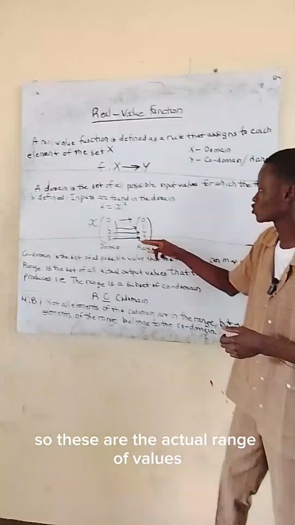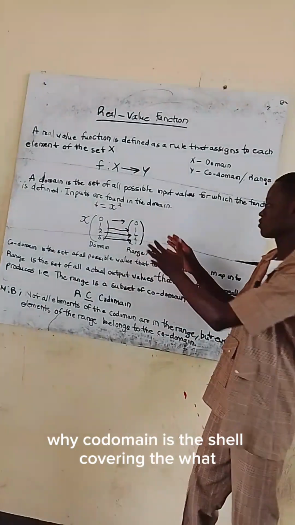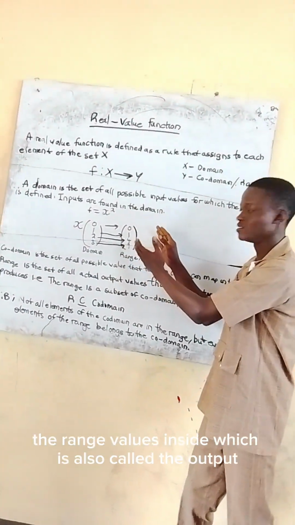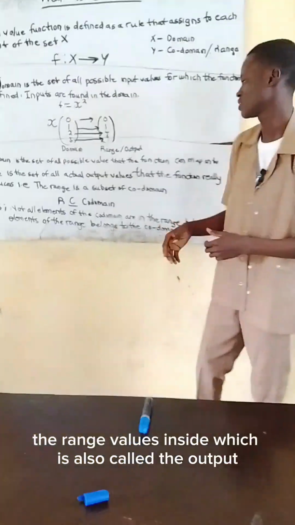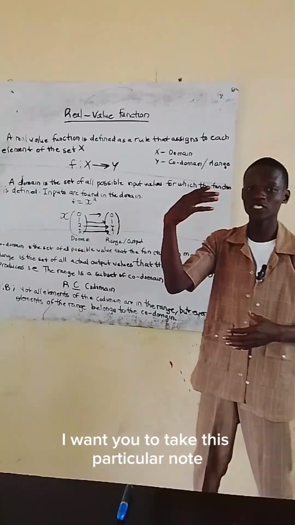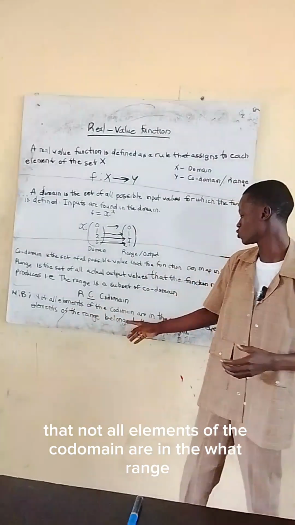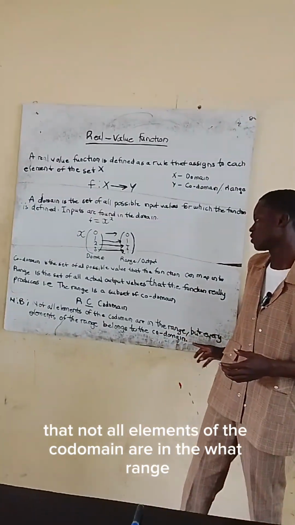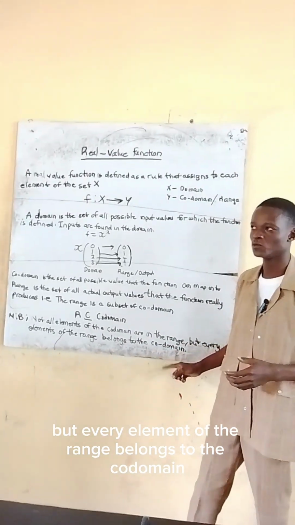So these are the actual range values. While the codomain is the shell covering the range values inside, which is also called the output. So here now, I want you to take this particular note that not all elements of the codomain are in the range, but every element of the range belongs to the codomain.